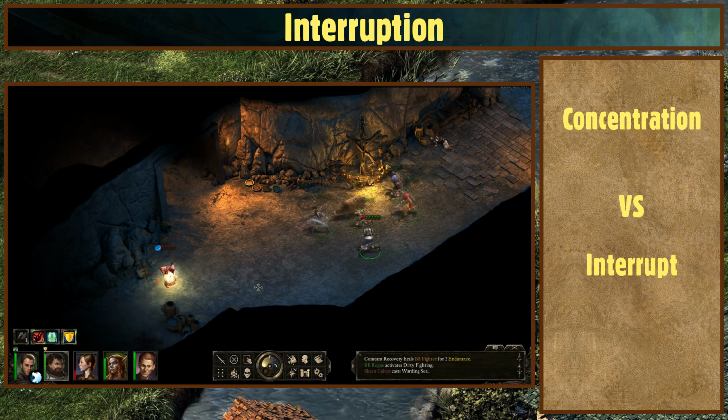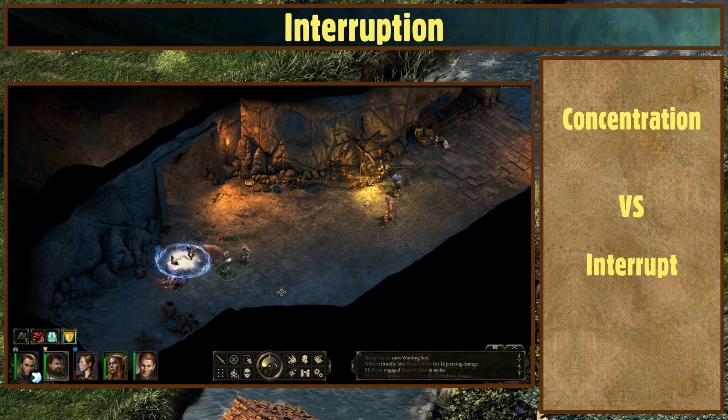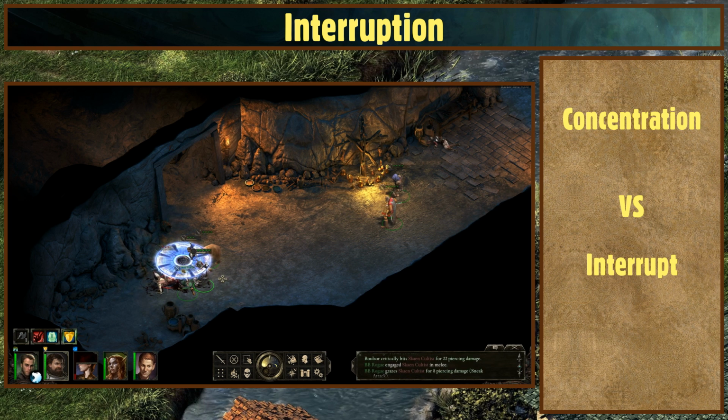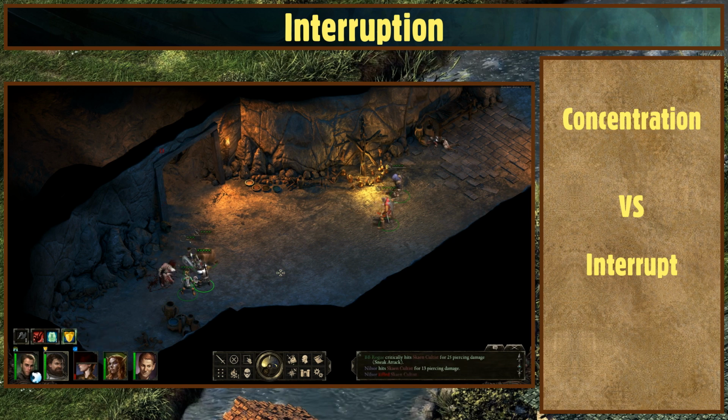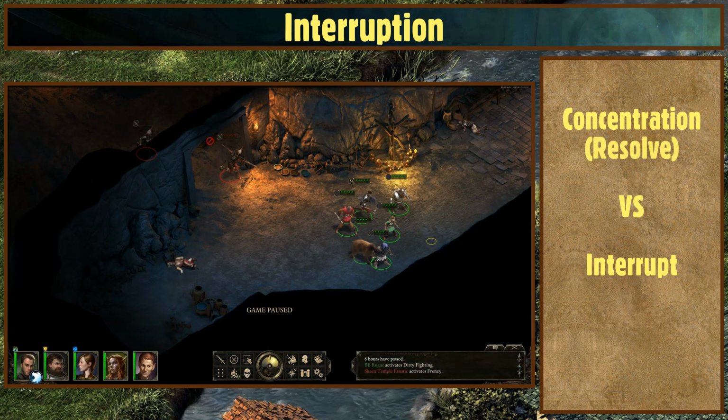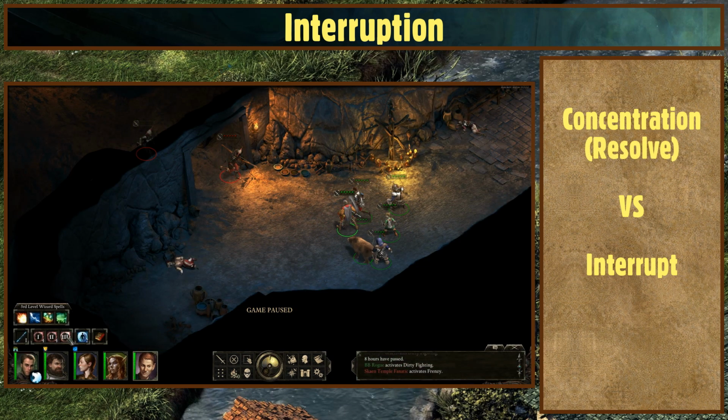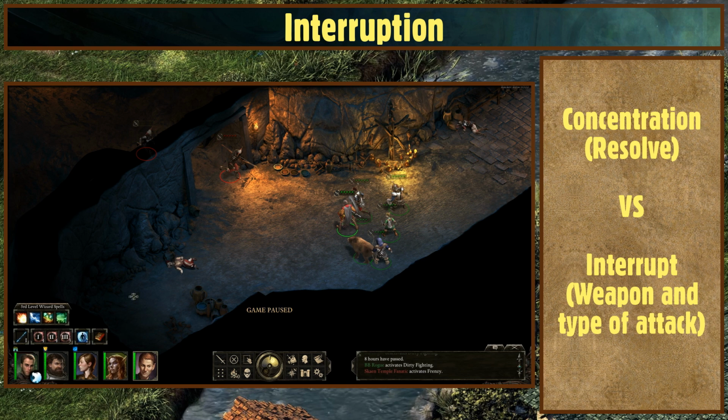If it's a repeated action like reloading or performing stealth attacks, it will restart from the beginning as soon as the interrupt animation finishes. For one-off or special use actions, the action is not lost, but it will not auto-reattempt. Concentration is influenced by your resolve attribute, while interrupt depends on the weapon and type of attack, each one having a base interrupt value.